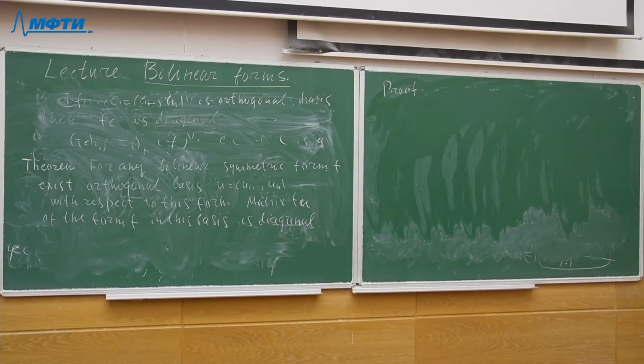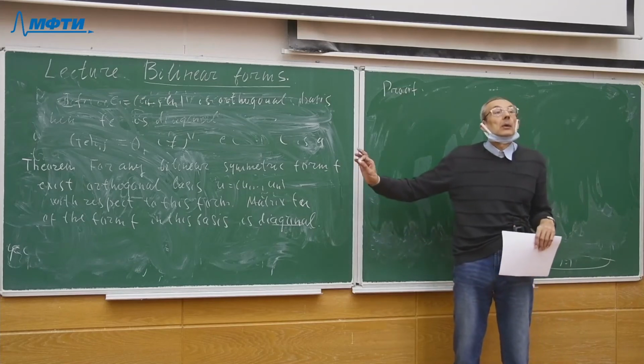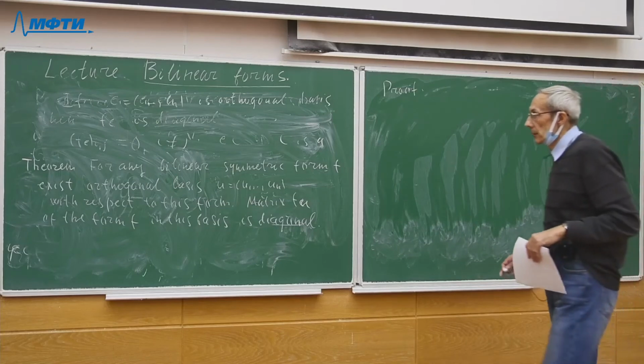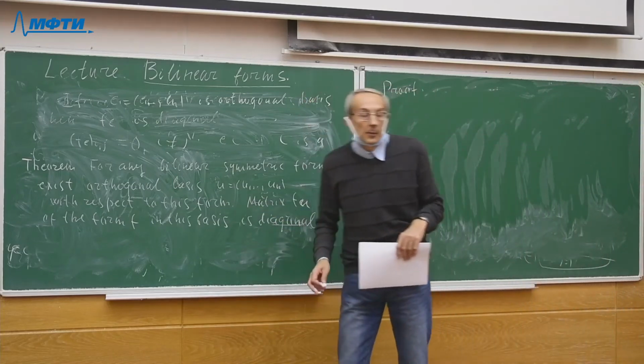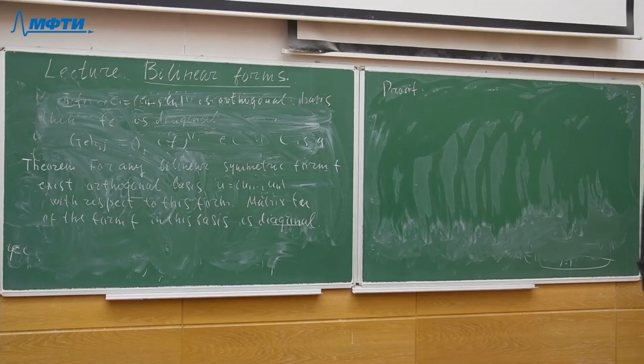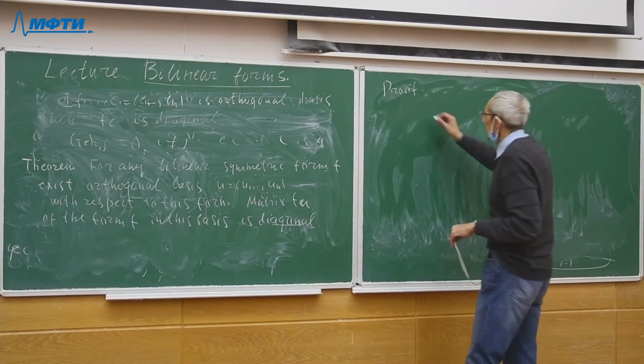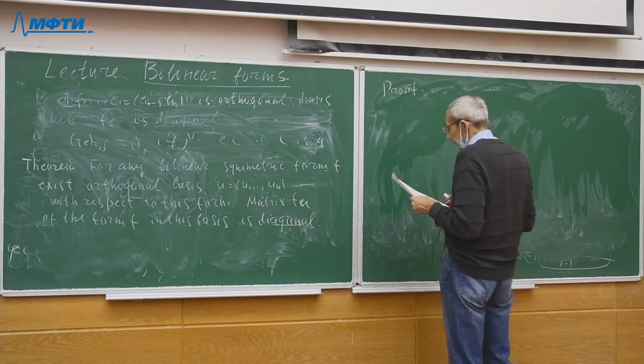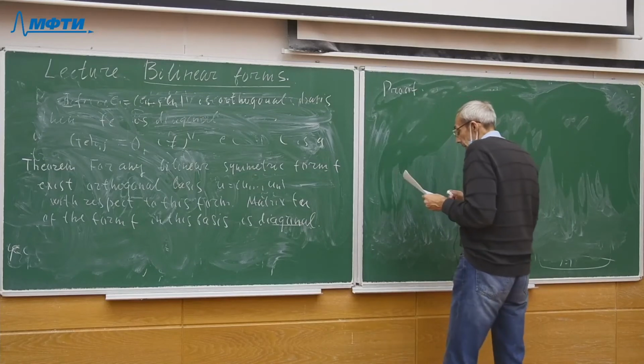The idea is very simple. We repeat the orthogonalization process, or algorithm, by Gram-Schmidt for the case of a symmetric bilinear form. The symmetric bilinear form is a natural generalization of the scalar product. And we can apply this algorithm to this case.